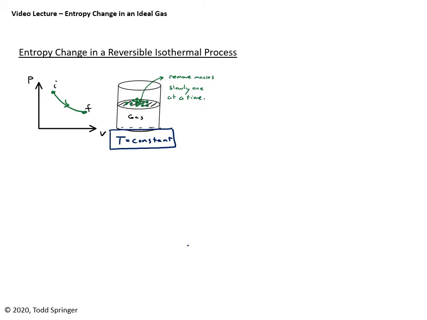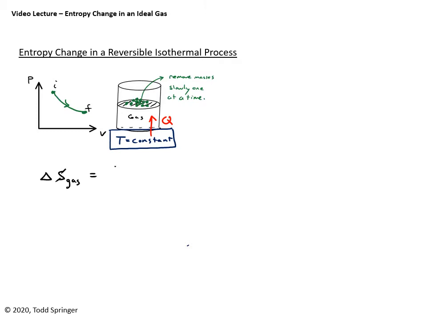and then the gas will expand slowly because the pressure is being reduced, the volume is increasing, and then heat will flow in to the gas from the surroundings in order to keep the temperature constant. And on the left, you see the PV diagram of that process. So how do I calculate the entropy change of the gas in this process? Delta S for the gas.